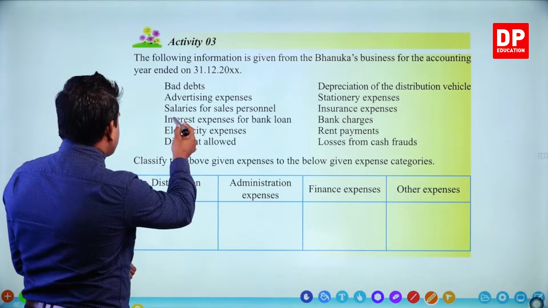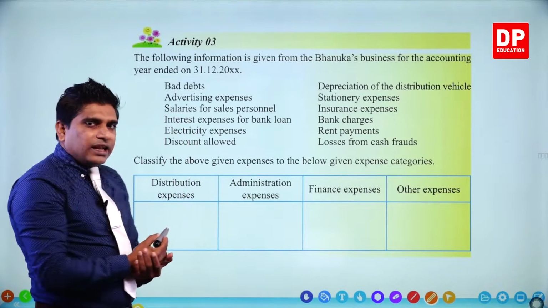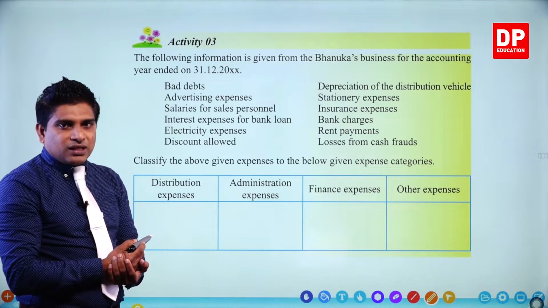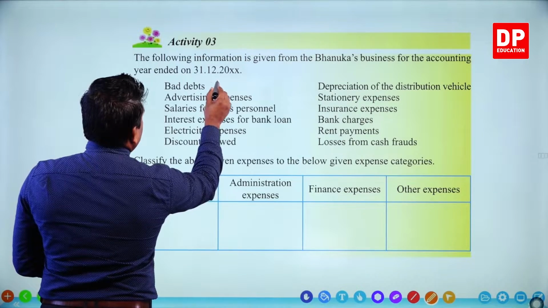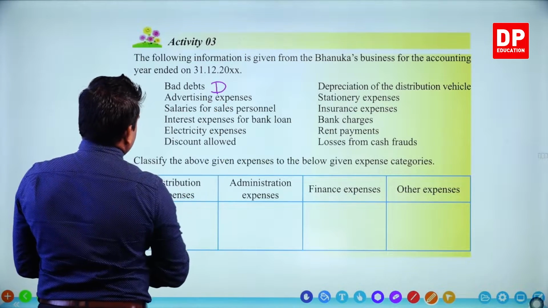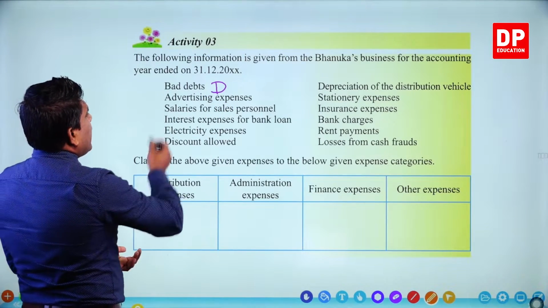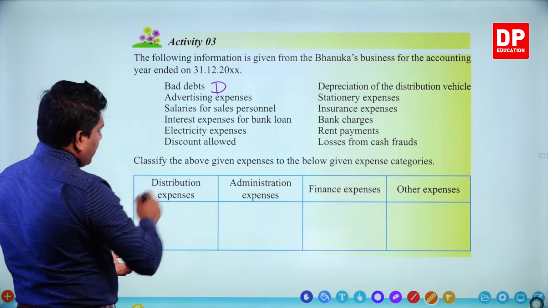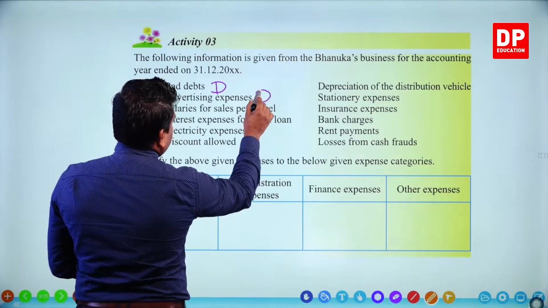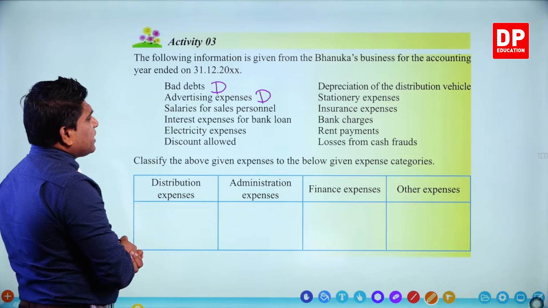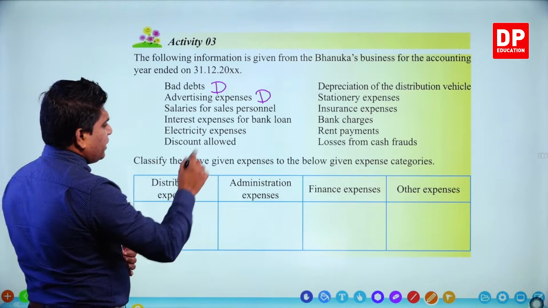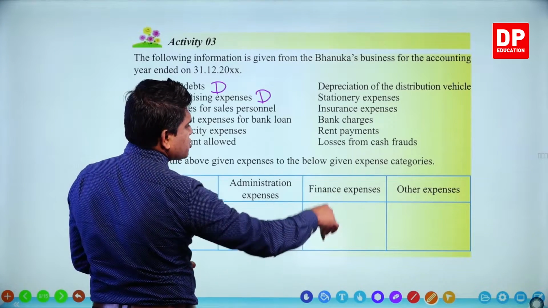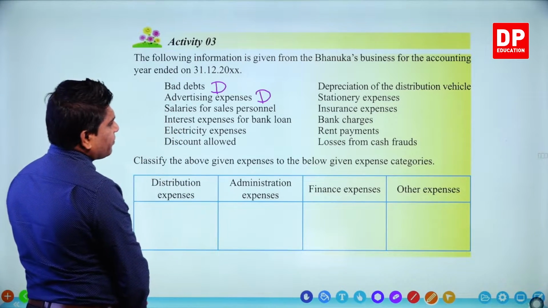You know, bad debts. I repeated the same thing two or three times. It goes under distributing. Then bad debts comes under D. D means distributing, right? Advertising also comes under distributing. Interest expense for bank loan, where? Distributing, administration, financial, other. Where?